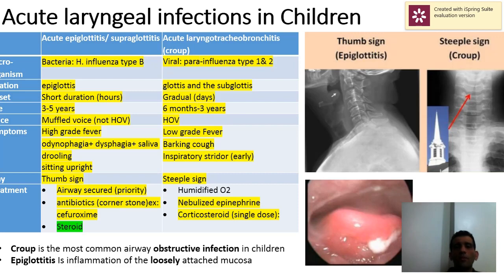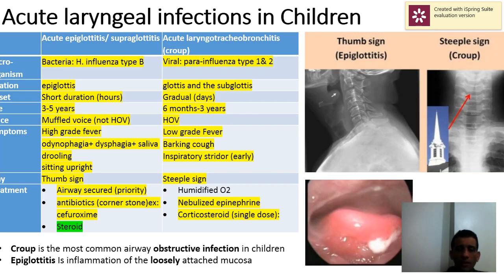We will talk about the acute laryngeal infections in children: acute epiglottitis and acute laryngotracheobronchitis, which is called croup. The common organism of acute epiglottitis is bacterial, Haemophilus influenzae type B. Croup is a viral infection, parainfluenza type 1 and 2. The age of acute epiglottitis is usually 3 to 5 years, and croup occurs earlier in age.